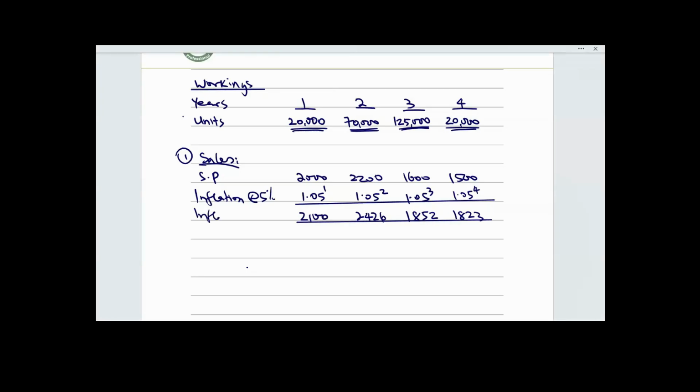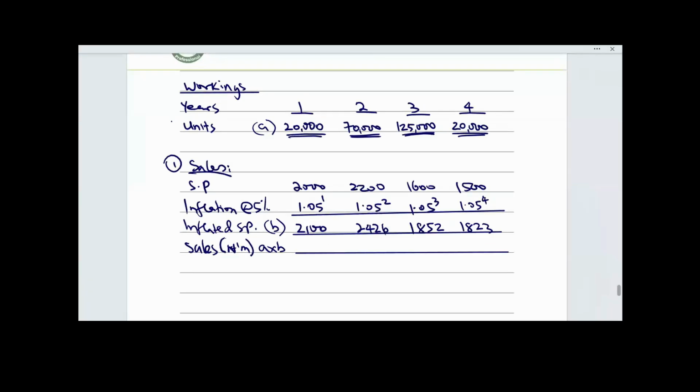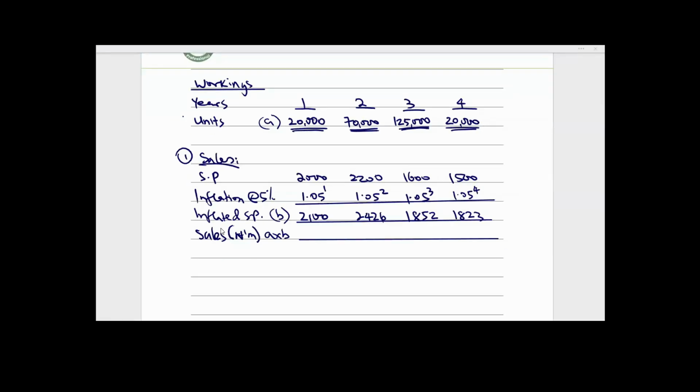This is the inflated selling price. Let's say the number of units is A and the selling price is B, then the sales value, in million since our figures are in million, will be equal to A multiplied by B. So in this case, 20,000 multiplied by 2,100. That's 42 million. I will round it because our figures are in million, so I will just write 42.